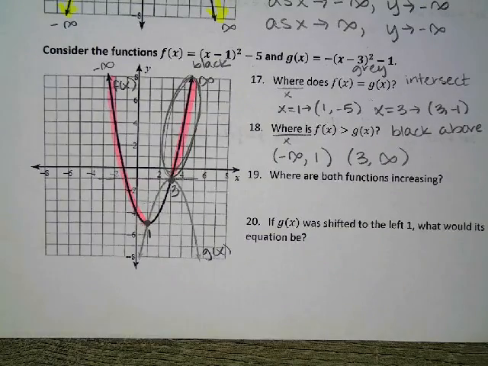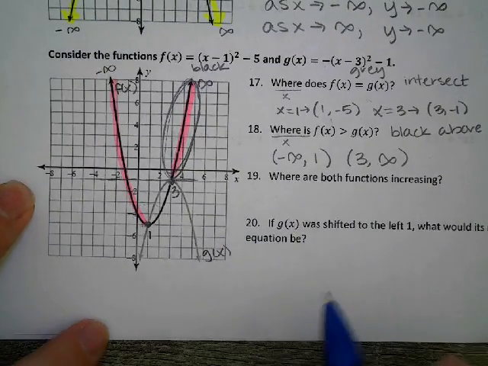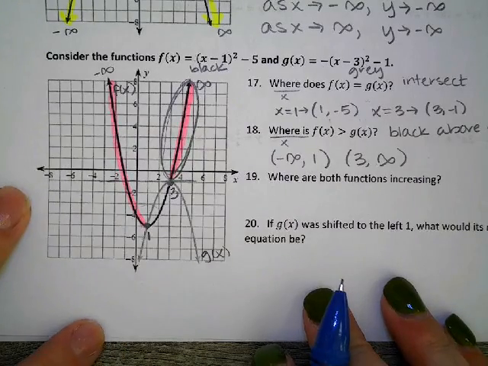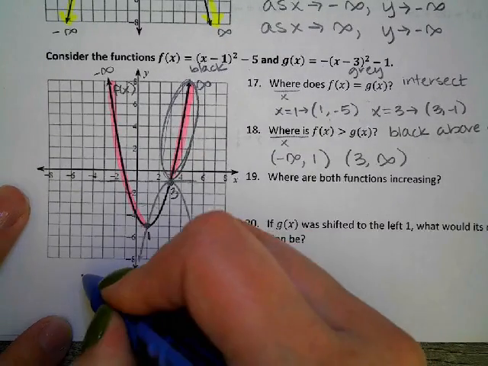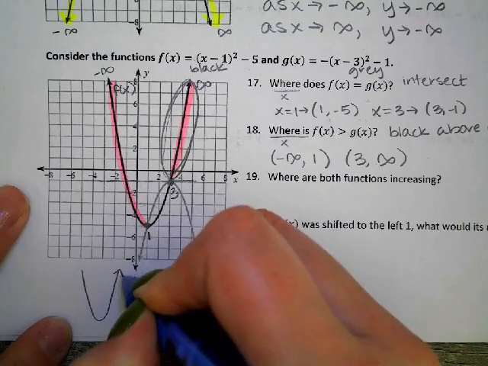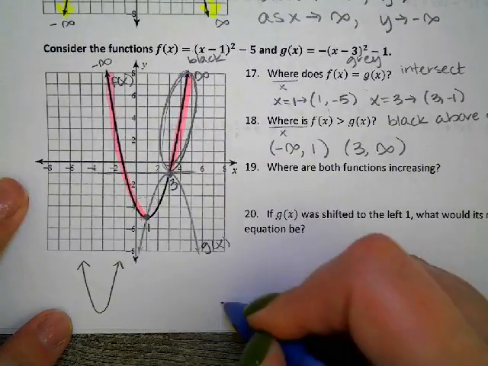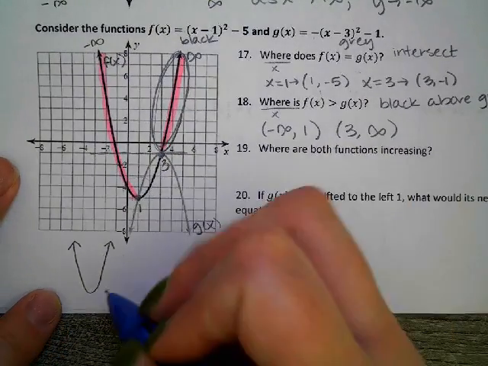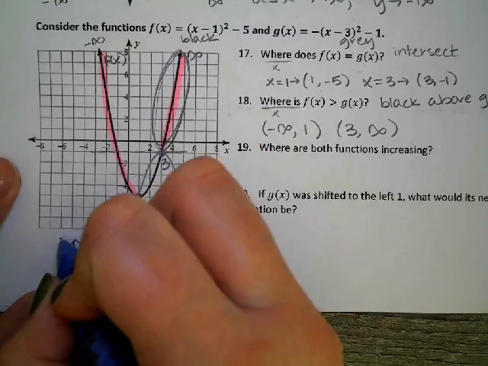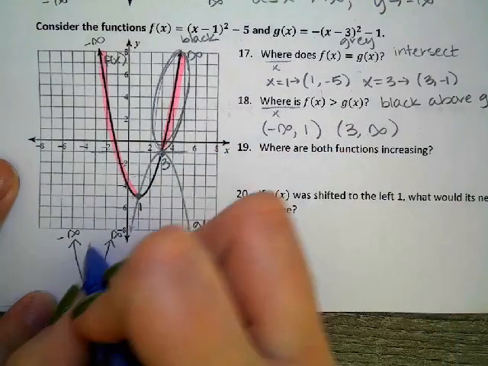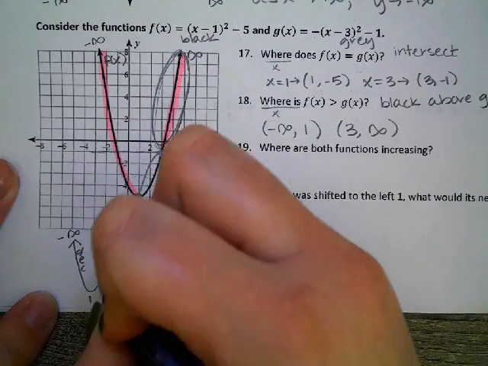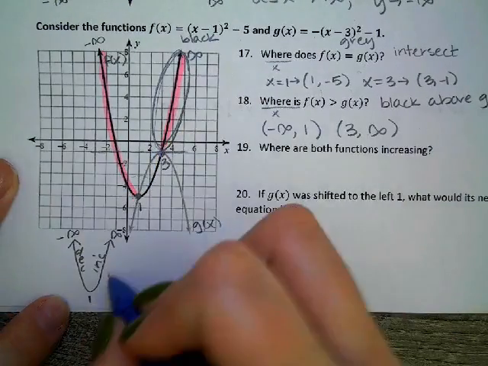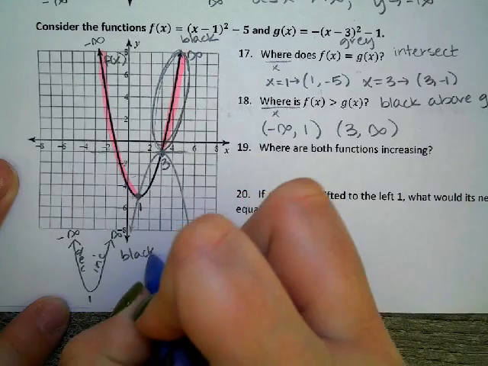All right. The next question is, when are both functions increasing? So I need to know when the black is increasing. I need to know when the gray is increasing. So let me go ahead and just answer these over here. I'm going to answer them individually first and then kind of say. So here's the black graph. Positive infinity, 1. So the black graph is decreasing and then increasing. So the black graph increases from 1 to infinity.